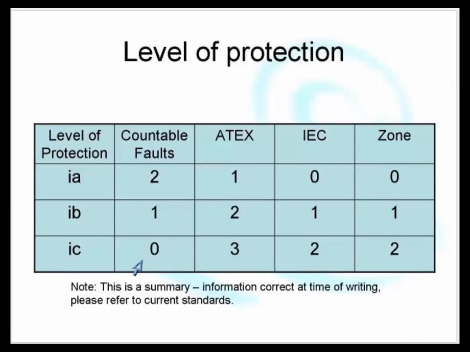Countable faults means how many faults the piece of equipment has to be able to survive before it's in danger of starting a fire or ignition. If you're putting equipment into a zone 0 area, it has to be able to survive 2 faults. If you're in a zone 1 area, it has to be able to survive 1 fault before there's a chance of ignition.